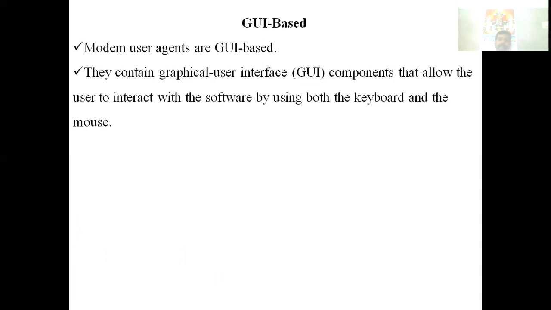Next one, graphical user interface based. The modern user agents are GUI based. They contain graphical user interface commands that allow the user to interact with the software by using both the keyboard and the mouse. So the advantage of GUI is that you can interact with the software by using your mouse or keyboard.